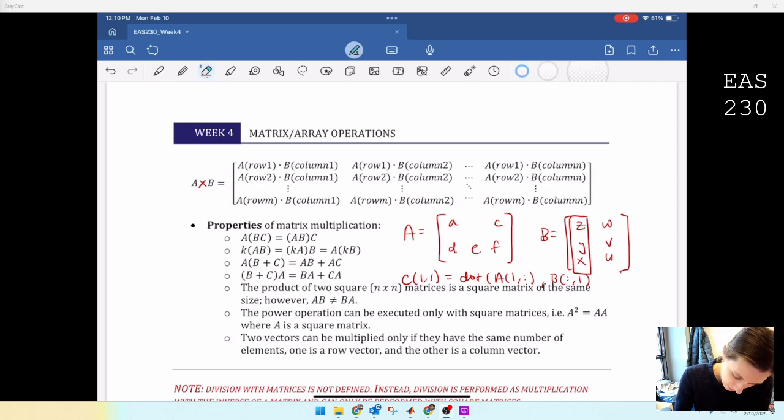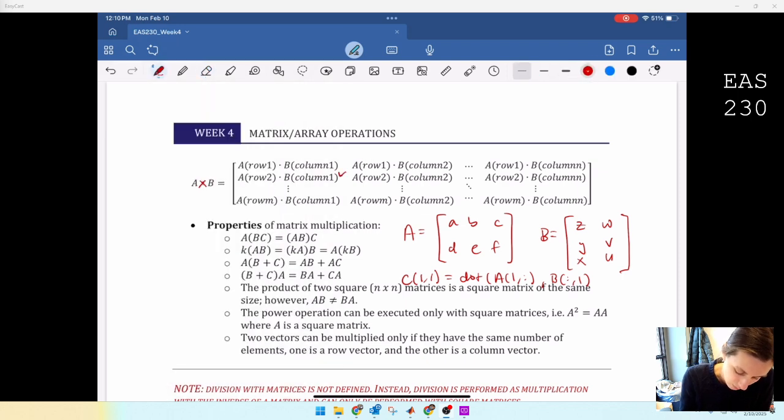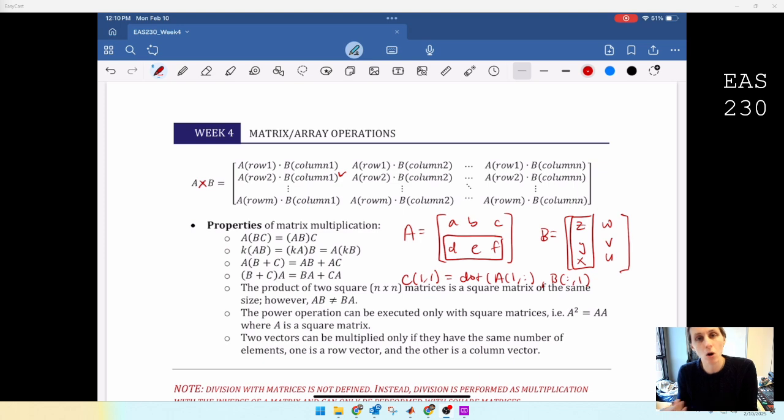Then, right here, my second, right here, take the second row in A and the first column in B, perform the dot product. And we literally go through and perform all the combinations of dot products between the rows in A and the columns in B. We'll go over lots of examples in class, but that's what we're doing.